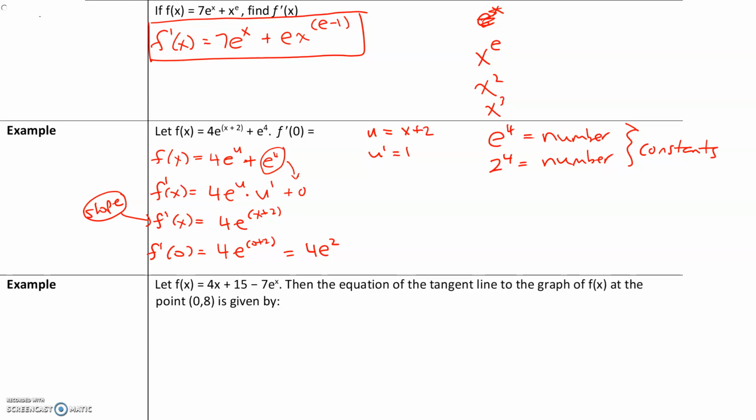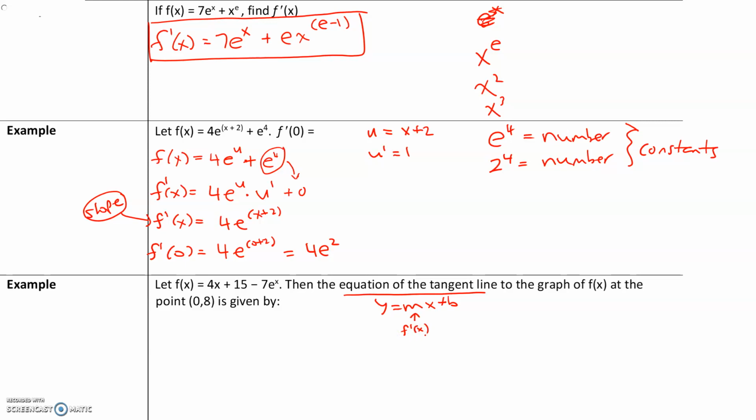All right, next example. Let f of x equal 4x plus 15 minus 7 e to the x, and we want to find the equation of the tangent line. So the equation of a tangent line is always going to be like this: y equals mx plus b, which means we need the slope. And slope is equal to the first derivative, f prime of x.